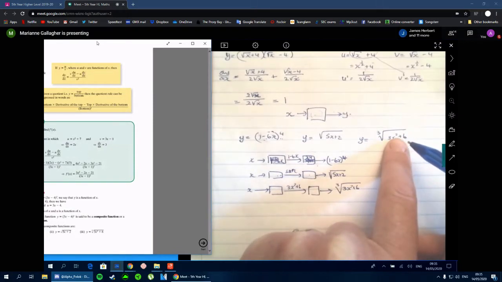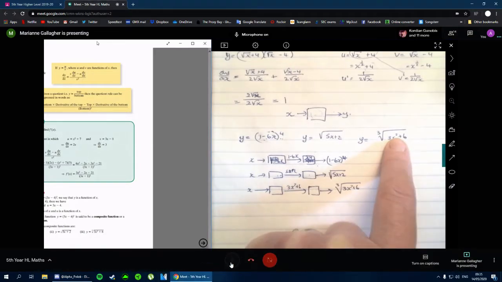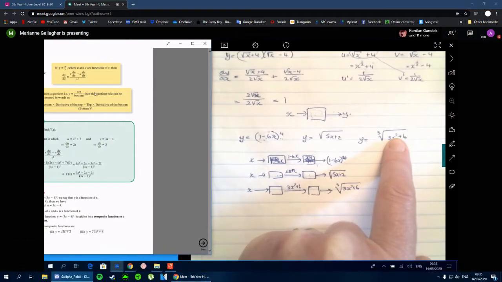Is that making sense so far? You understand what a composite function is? Yeah. Everybody okay with that?